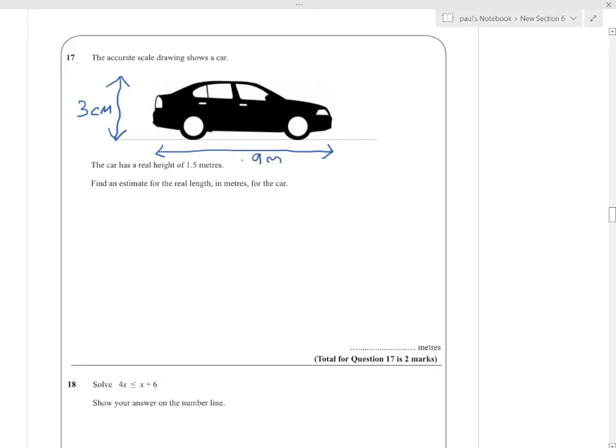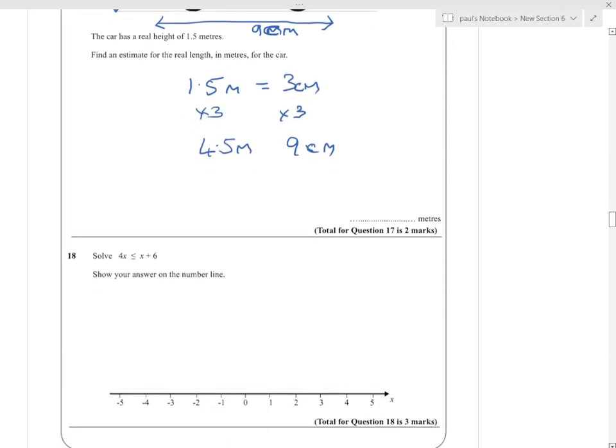I can't really work it out by measuring because this is not going to be A4, is it? It's a bit bigger than an A4, so I'm just guessing. So if 1.5 meters is the same as 3 centimeters, that's 9 centimeters. So if we multiply that by 3, we get 9 centimeters, and we multiply that by 3, we get 4.5 meters. It's an estimate. Mustn't be too fussy about estimates.